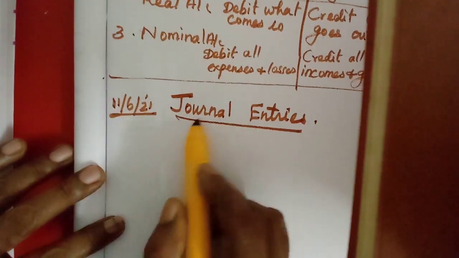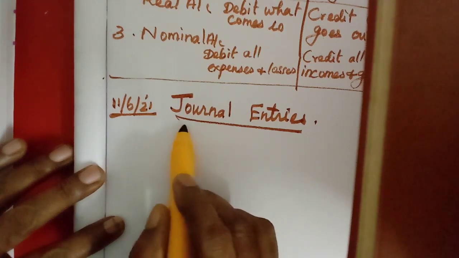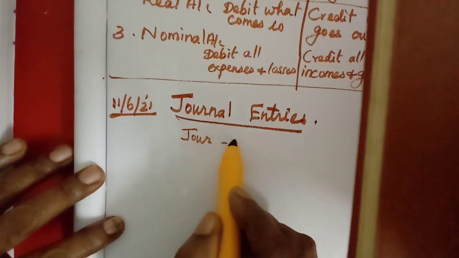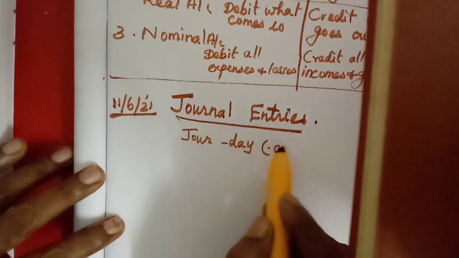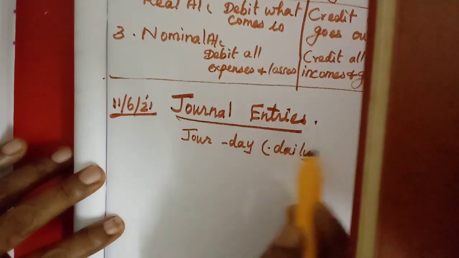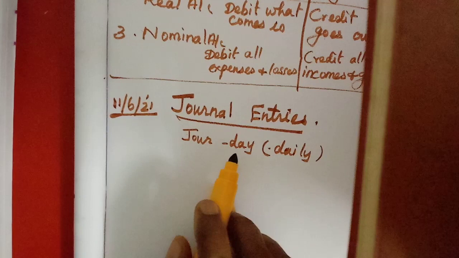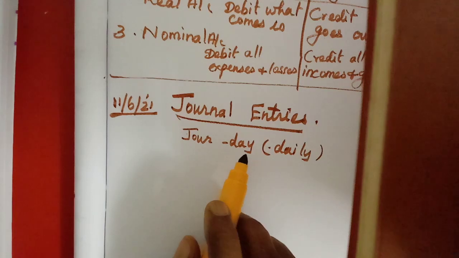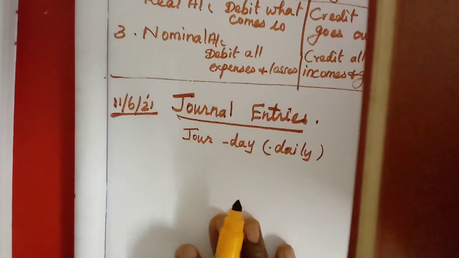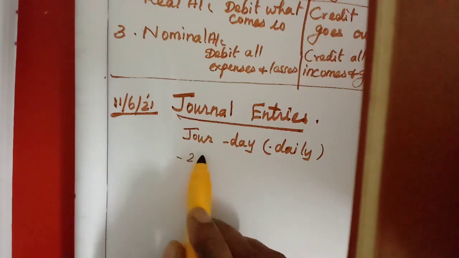The word journal came from the French word jour. Jour means day. Journal means daily. Because this journal entry is prepared every day after each and every transaction. We have already learned that the journal entry will be prepared as and when the transaction takes place, or as per the order of occurrence. And a minimum of two accounts will be affected.